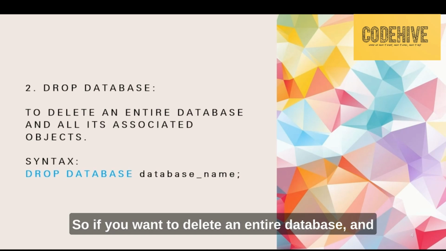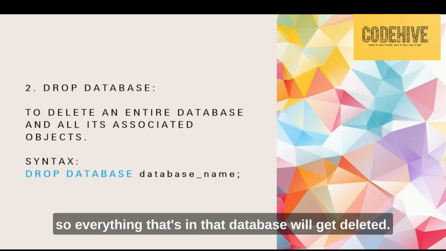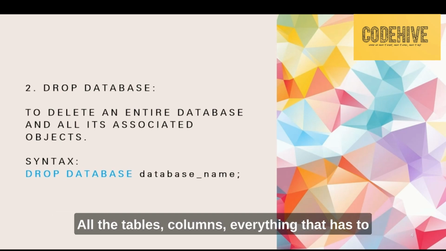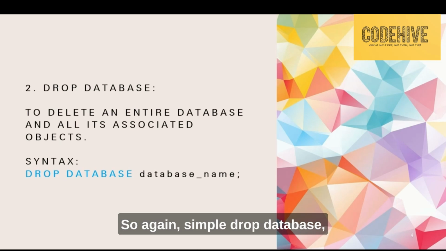Okay, then the next one that we will look at is dropping a database. So if you want to delete an entire database and all its associated objects, so everything that's in that database will get deleted. All the tables, columns, everything that has to do with that database will get deleted. So again, simple, drop database and then your database name.